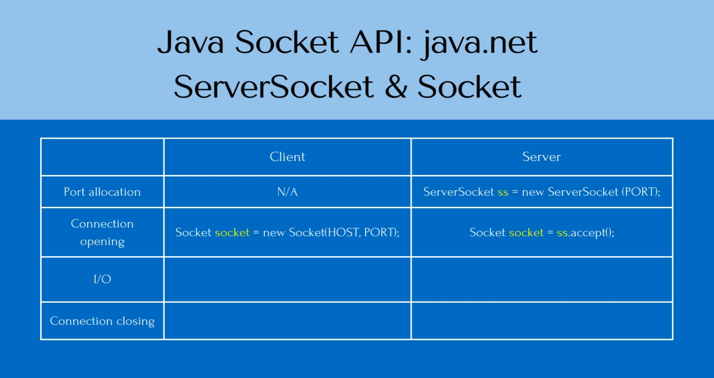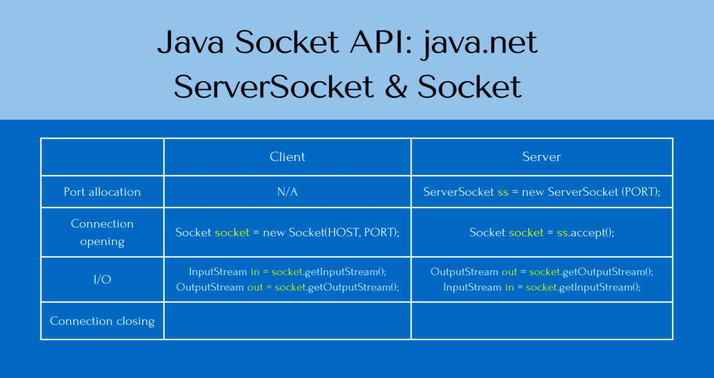We use the Socket object on each side to get the corresponding input and output streams. Whatever we write on one side through the output stream gets read by the other through the input stream. Finally, the Socket class supports the close method that allows closing the connection on both ends.